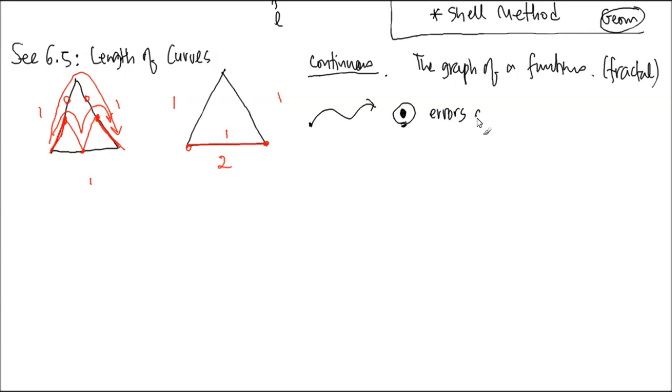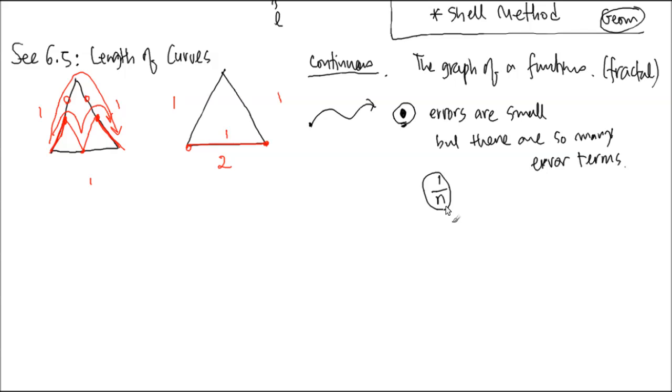Errors are small, but there are so many error terms, right? Does that make sense? If you chop it up, each individual quantity becomes very, very small, but there are so many of them, right? So for example, if my error term is 1 over n, and n is the number of partitions that we're dealing with, and this is very small, right? If n is large. But there are n error terms.